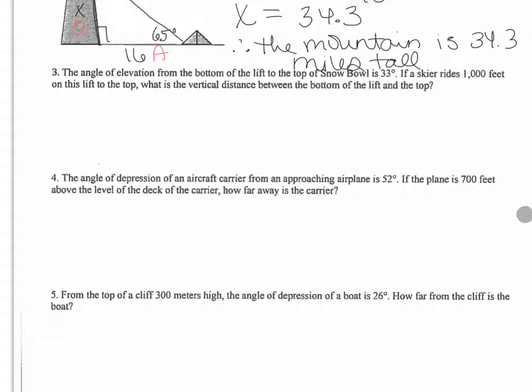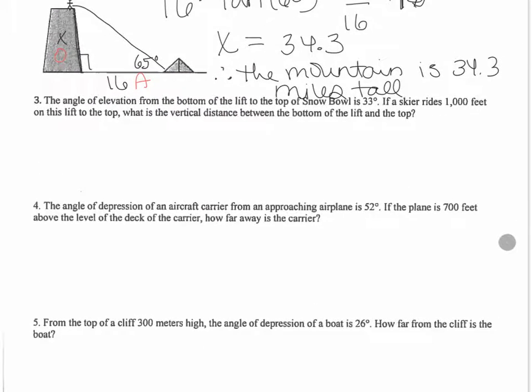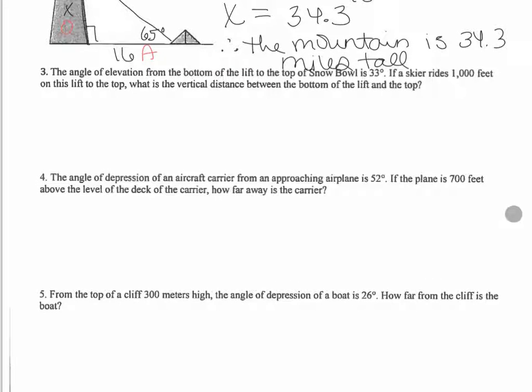Notice the rest of these examples don't have pictures. You have to draw them. That's when this gets a little bit more challenging. Okay, so it says the angle of elevation from the bottom of the lift to the top of the snow bowl is 33 degrees. If the skier rides 1,000 feet on this lift to the top, what is the vertical distance between the bottom of the lift and the top?